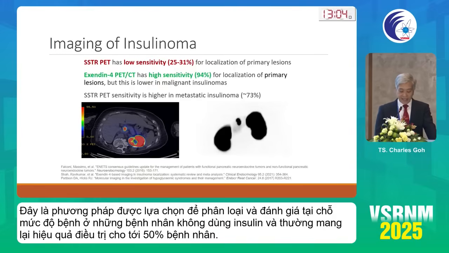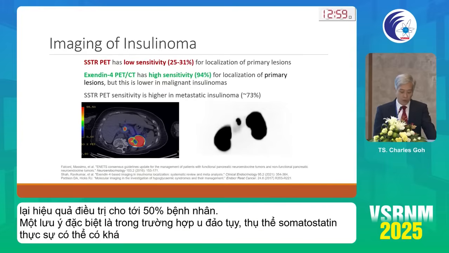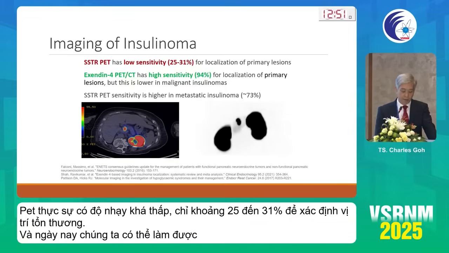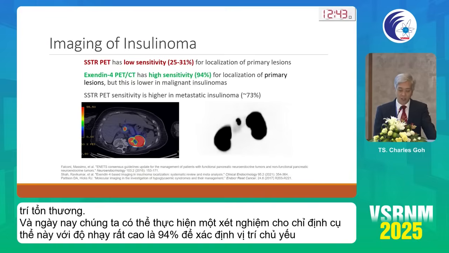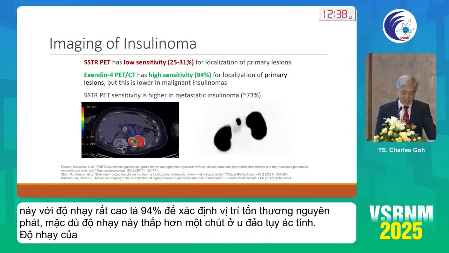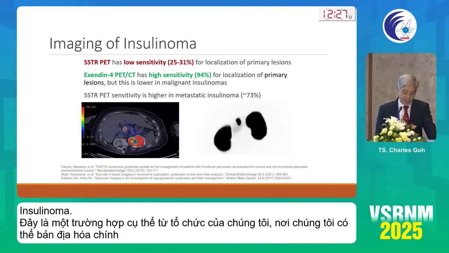One particular note is that in the case of insulinoma, somatostatin receptor PET actually has quite low sensitivity of only about 25 to 31% for localizing the primary lesions. Nowadays, we are able to do exendin PET for this particular indication with a very high sensitivity of about 94% for localizing primary lesions, though this is slightly lower in malignant insulinomas. The sensitivity of somatostatin receptor PET is slightly higher in metastatic lesions in insulinoma. This is a particular case from our institution where we were able to localize the primary insulinoma here within the head of the pancreas.